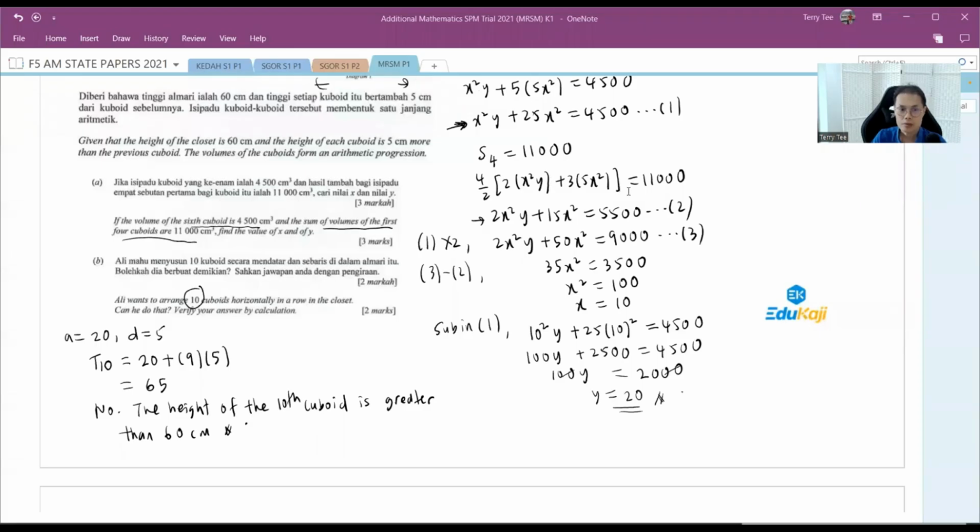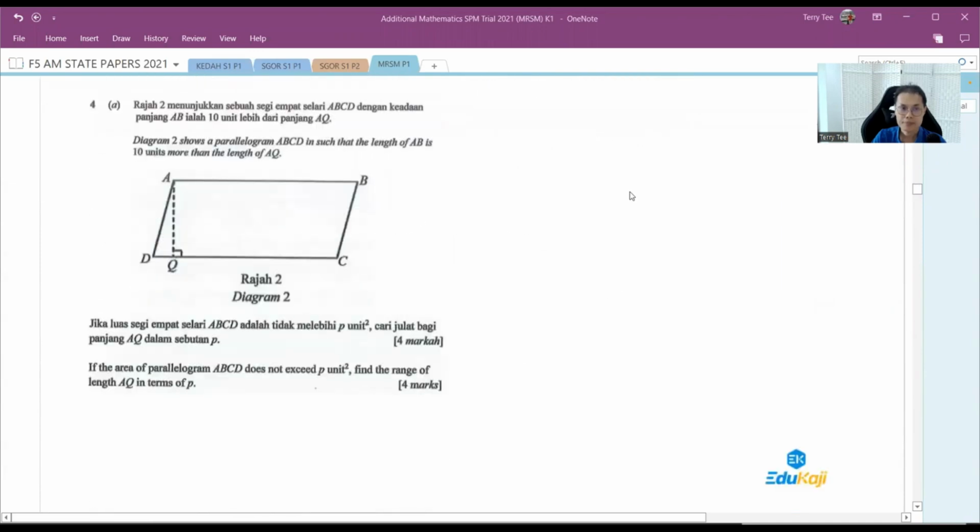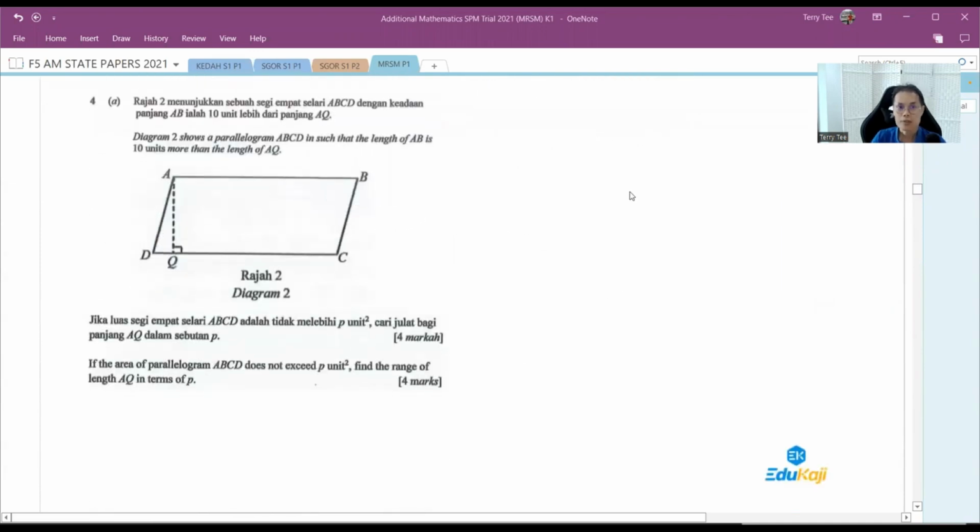Okay, let's move on to the next one. The next question is using quadratic inequality.